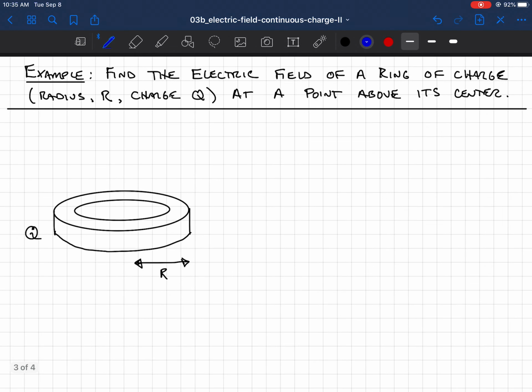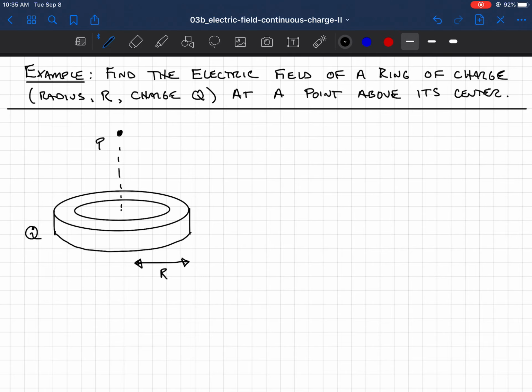So let's look at the electric field of a ring of charge. Our first step in doing a problem like this is to apply those qualitative arguments. The qualitative argument that we're going to use is that of a symmetry argument. We're asked to find the electric field directly above the center. So we're asked to find the electric field at this point P.